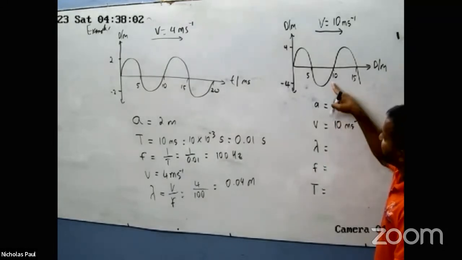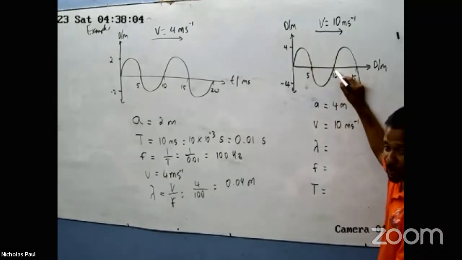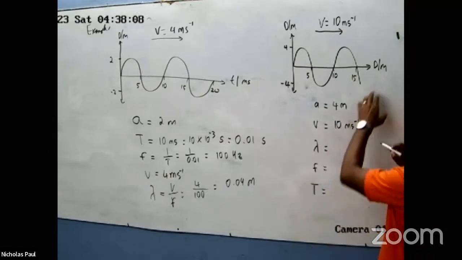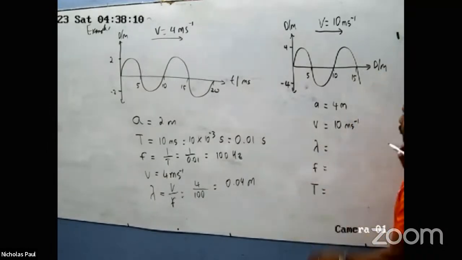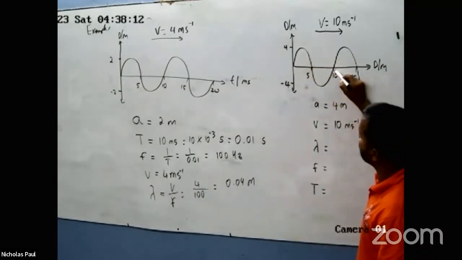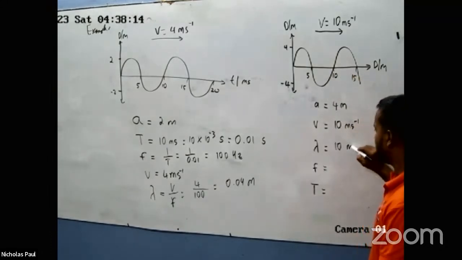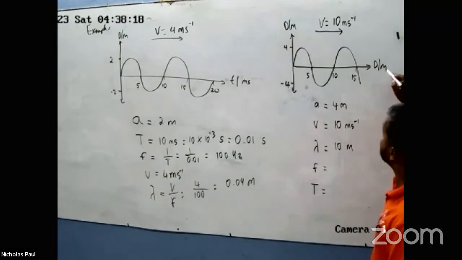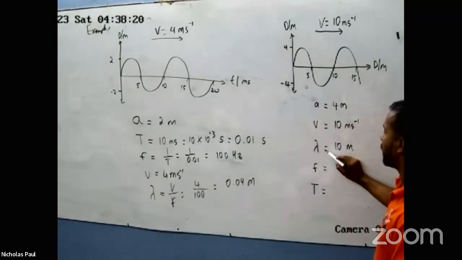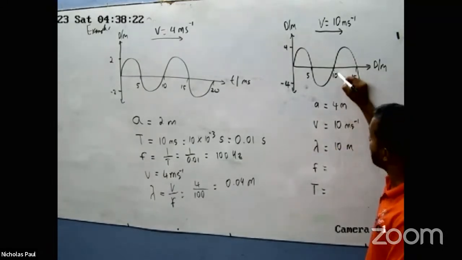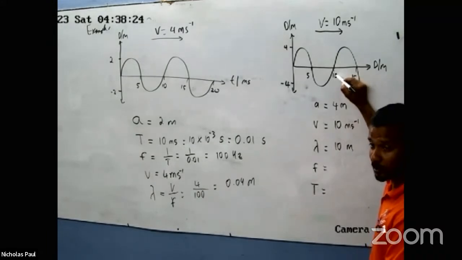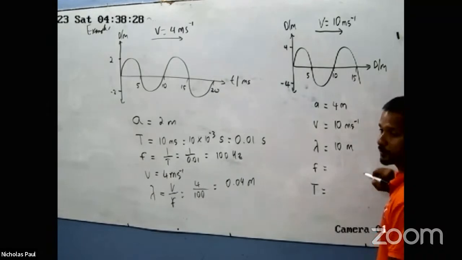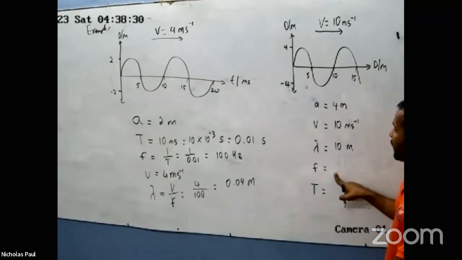When I read the length of a cycle, that's the wavelength, because this is not time. If this were time in seconds, then this would have been period. So if this was time, I'd get period. If this was distance, then I'd get wavelength. How do I get frequency now?